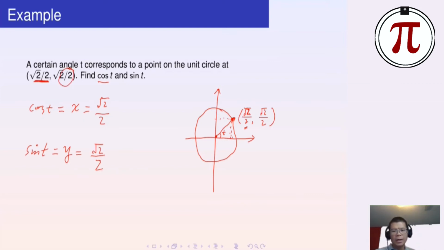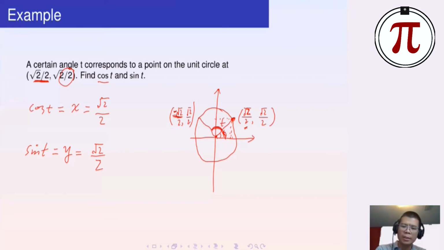Now, what if I give you another point? Somewhere here. Here is square root of 2 over 2. This should be negative, right? So when it is in the second quadrant, the x value is negative. Negative square root of 2 over 2 and square root of 2 over 2. So in this case, t goes here. T is larger than the right angle. It goes to the second quadrant.